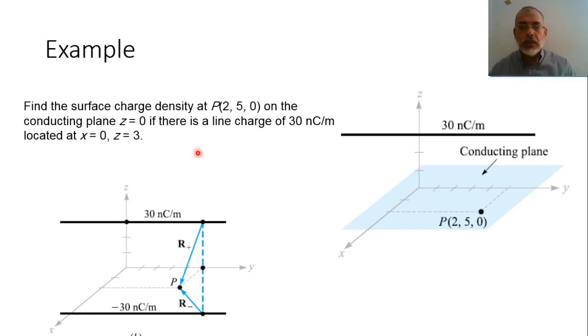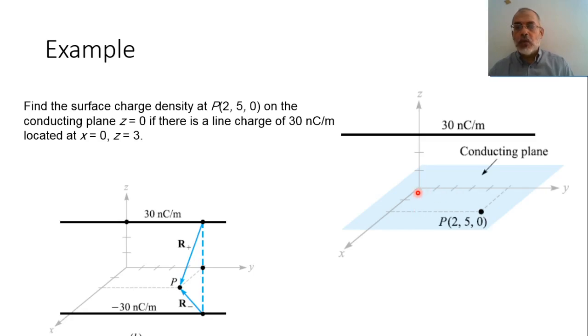Assuming that this conducting plane was not located at z equals 0, but at the plane z equals 1, for example, the distance from the conducting plane to the source would be 2, and subsequently its image would be minus 2 from 1. So in this case, the image would be at z equals minus 1. Please take care of this.